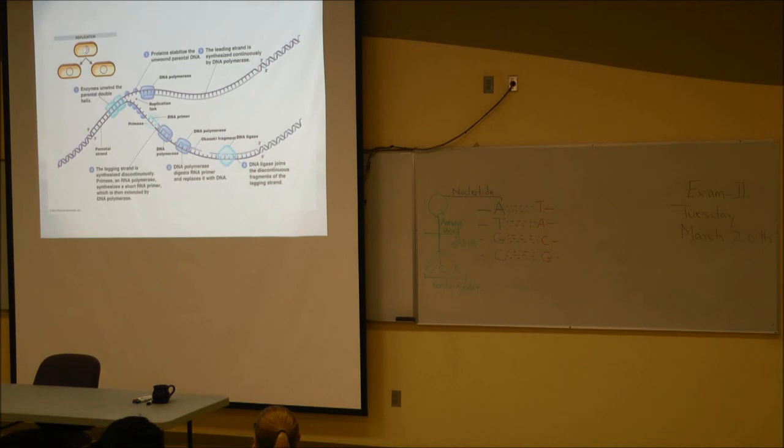So if you remember a couple of things, replication of DNA takes place simultaneously. Replication of DNA takes place on both strands simultaneously, but on one strand, it is continuous from 5 to 3. On the other strand, it is discontinuous, in small fragments called Okazaki fragments. Let's look at the notes. Let's see if it makes sense.